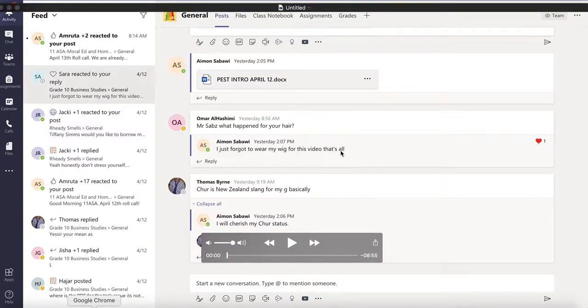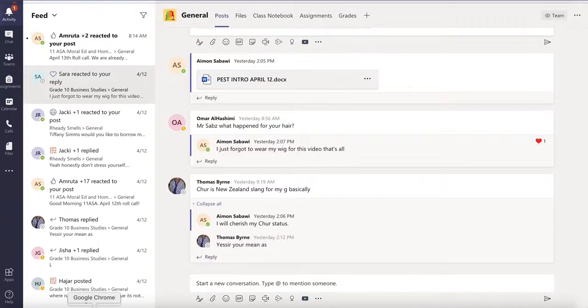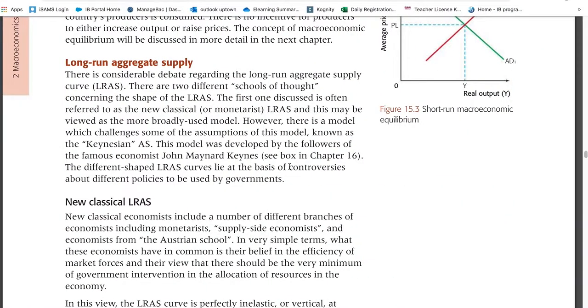Hi there, economists. All right, today we're going to be looking at the long run aggregate supply model.